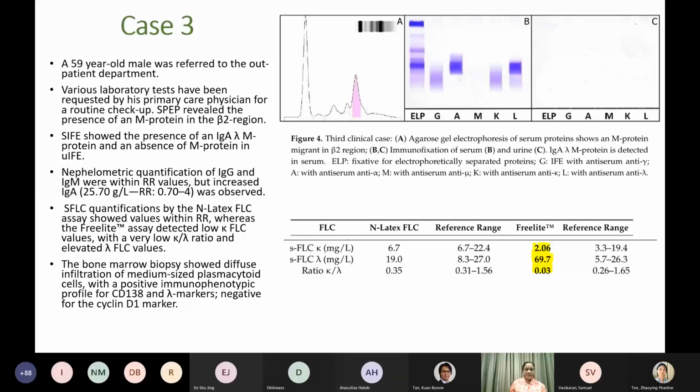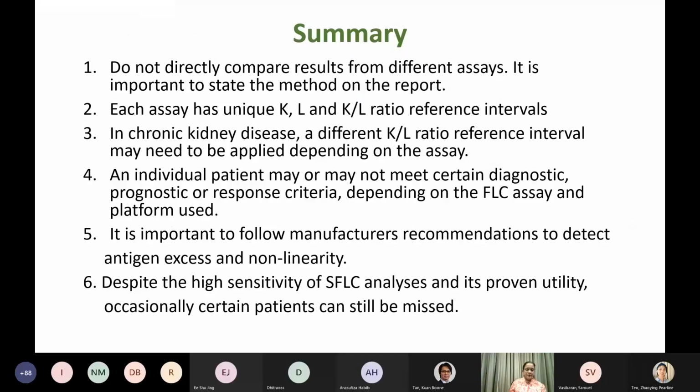So these three cases highlighted the differences between different assays. Sometimes you could miss significant results, like patients with myeloma, using one or two assays. Sometimes you could get abnormal results because of suppression in one light chain, not really due to monoclonal production of light chains.